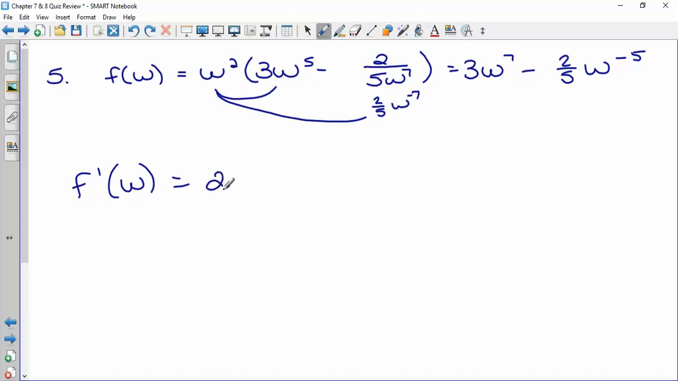So derivative, exponent comes down. So 3 times 7 is 21. W, 7 minus 1 is 6. Bring down the negative 5. Negative 2/5 times negative 5, positive 2. W to the negative 6.